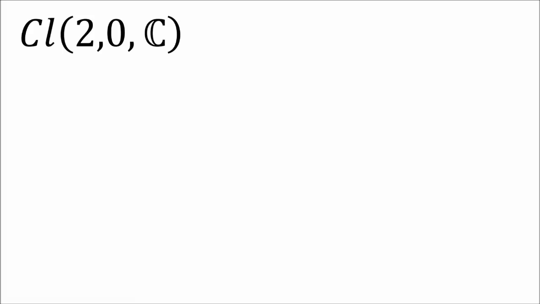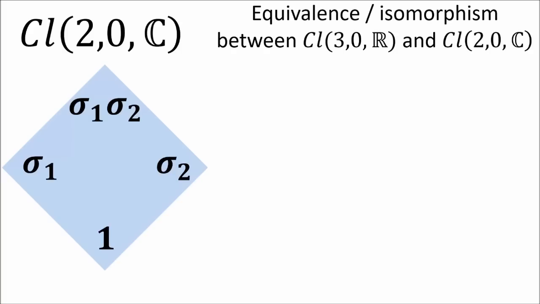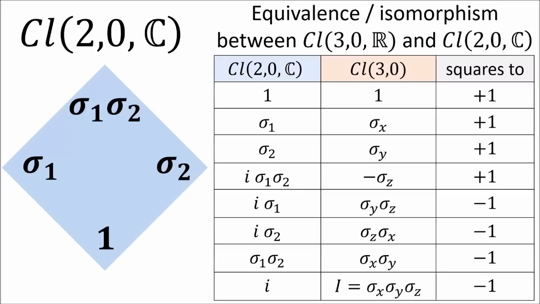Let's finish off this video with a concrete example of building spinors in Cl_{2,0} with complex coefficients. Cl_{2,0} is not a very big Clifford algebra. It has one scalar, two vectors, and one bivector. We can scale by complex coefficients, so you can think of this as 4 complex dimensional or 8 real dimensional. This actually ends up being equivalent to Cl_{3,0} with real coefficients under this isomorphism.